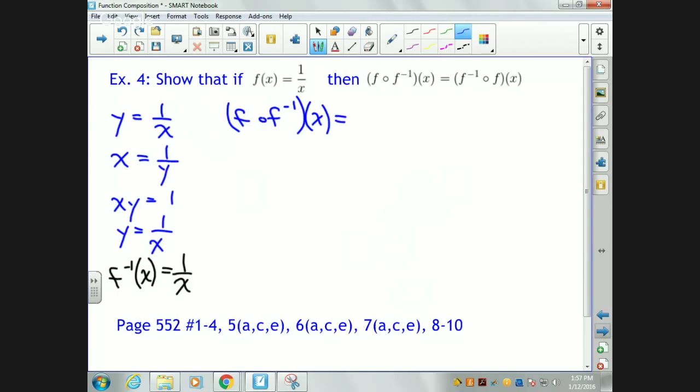So this means that we have to evaluate f at its inverse. Well, we already know that the inverse is 1 over x.